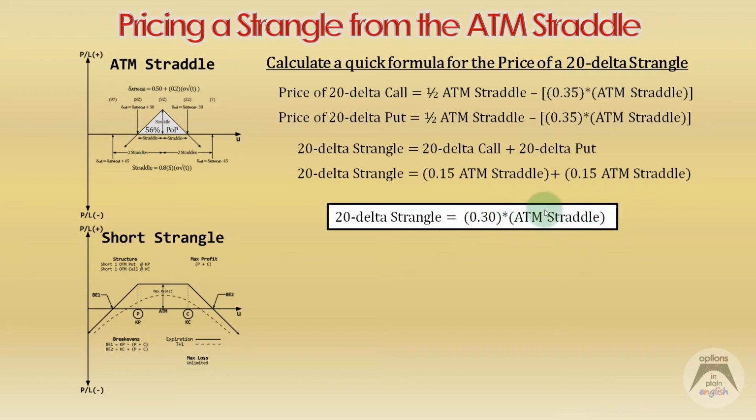So what does this formula tell us? Well, once you have the at the money straddle, if you want to go out to the 20 deltas and create a strangle, you are going to be priced at 30% of the original at the money straddle. So if the at the money straddle is, for example, $10, then the 20 delta strangle is going to be $3.